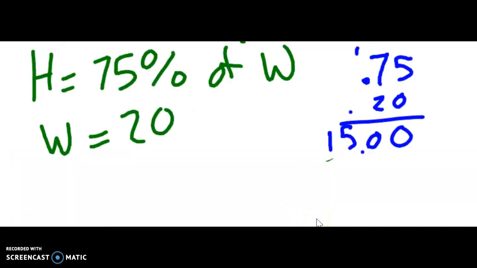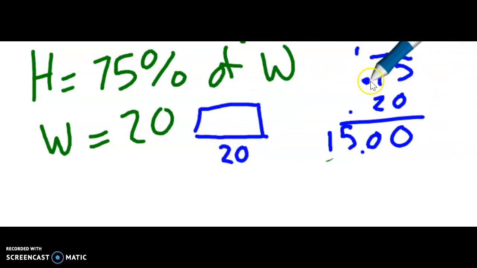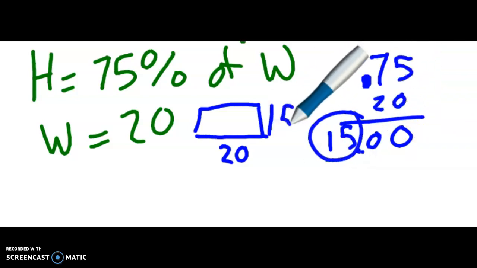So they want us to find the area, but first thing we have to do is find out what is the height. 75% of W, the width is 20. So it's 75% of 20. So we know that it's not going to be bigger than 20. It's going to be less than 20. So if you think of a TV, a rectangle, its width is 20, and we want to know what the height is. So the height is going to be less. So we take our 75%, we put our decimal right there nice and big, and we multiply it by the number 20. So what we end up with is 15. So our height is 15.